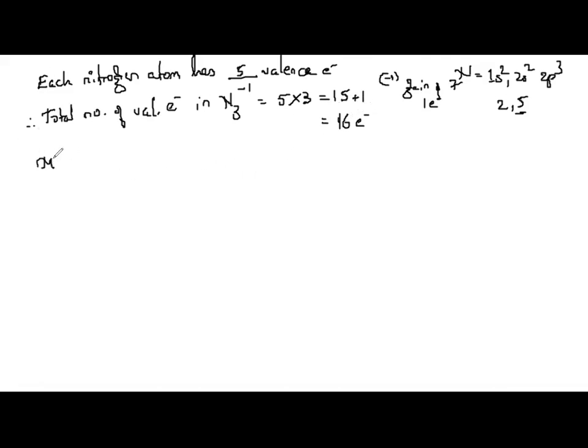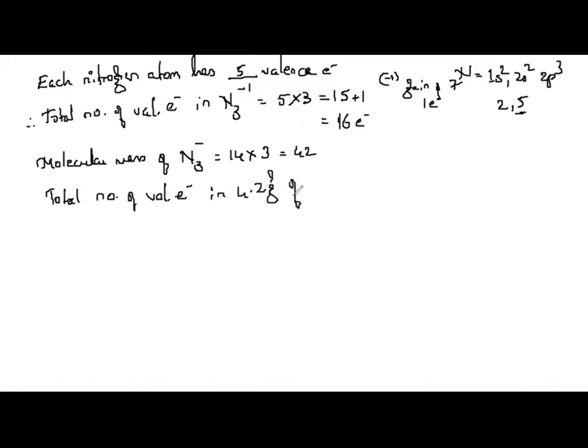What is the molecular mass of the nitride ion N3 minus? This is not the answer, students. They have said 4.2 grams of nitride. This is one ion. Molecular mass of nitride ion: nitrogen is 14 into 3. So 14 threes are 42. Therefore, total number of valence electrons in 4.2 grams of nitride ion. What will be the answer?